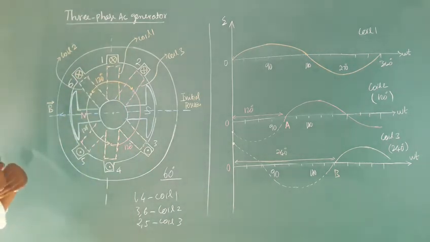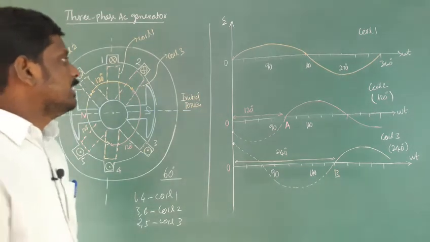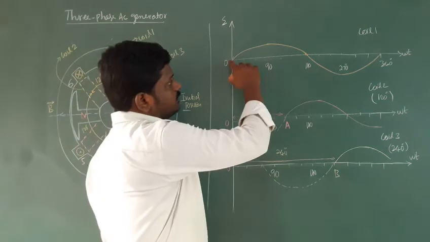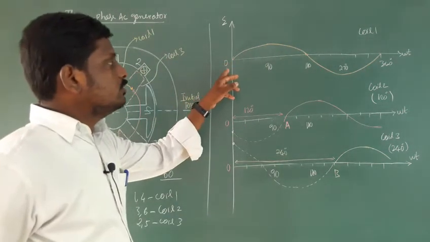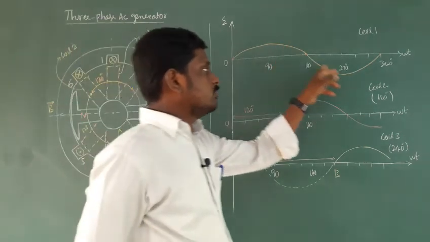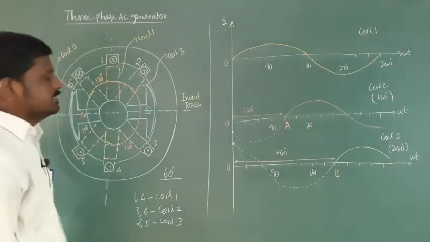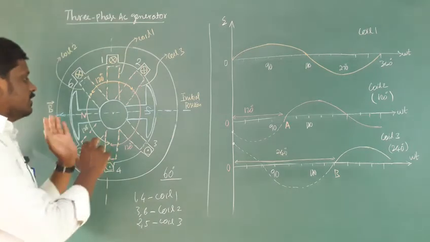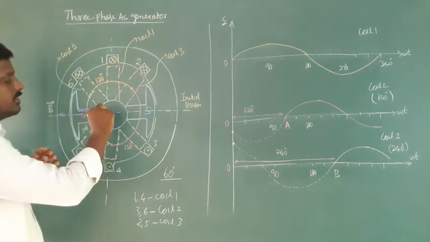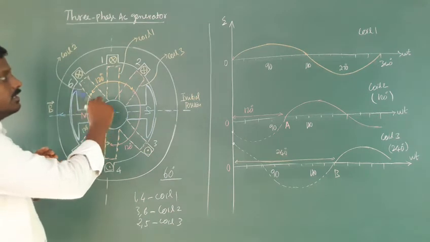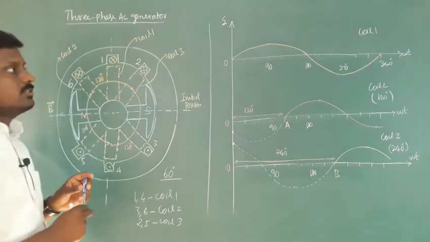It produces an induced EMF due to electromagnetic induction. The induced EMF increases from 0 to maximum, beginning at the point O, and it reaches the maximum. It completes one cycle. Similarly, as the magnetic field rotates from the initial position, coil 1 produces an induced EMF.